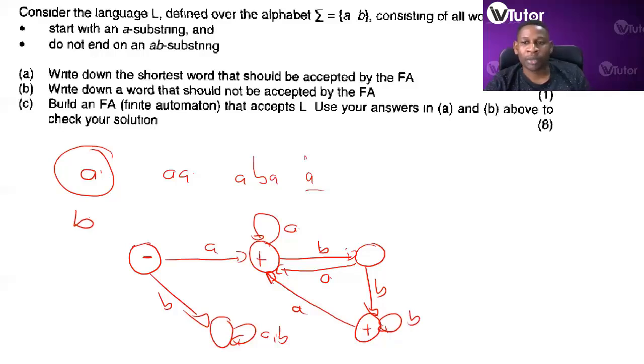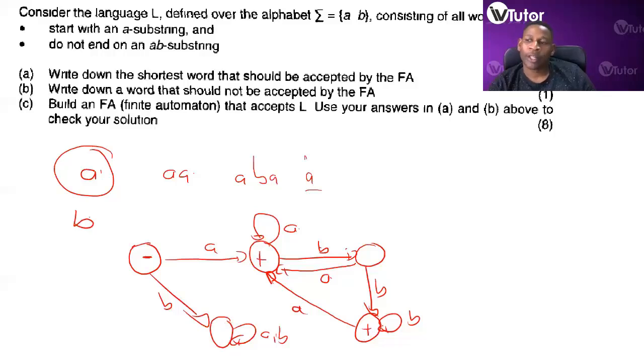So now let's confirm that this works out. Initial state, very fine. 1, 2, 1, 2, 1, 2, 1, 2, 1, and 2. So that becomes the finite automata that accepts such a language.